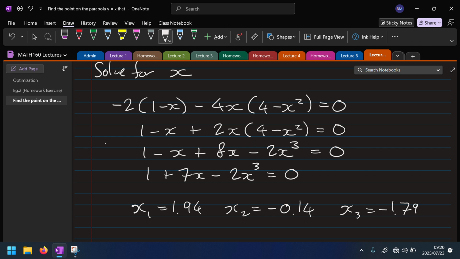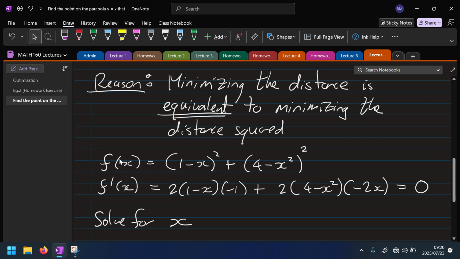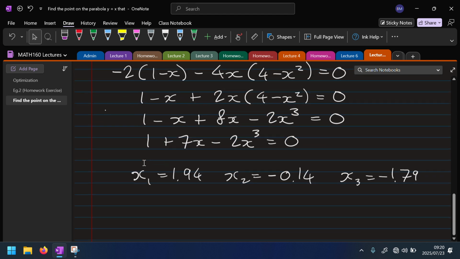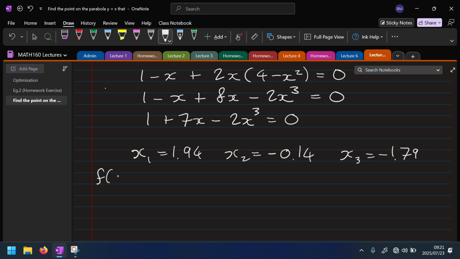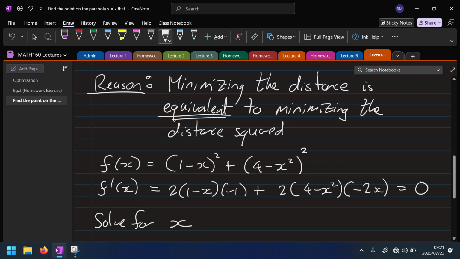Now we need to pick. One of them will be the minimum, and the others will be something else. So given x1, x2, x3, what we want is these f values, and then we choose the smallest one. So f of x1, what's that going to be? That's this f that we got there.